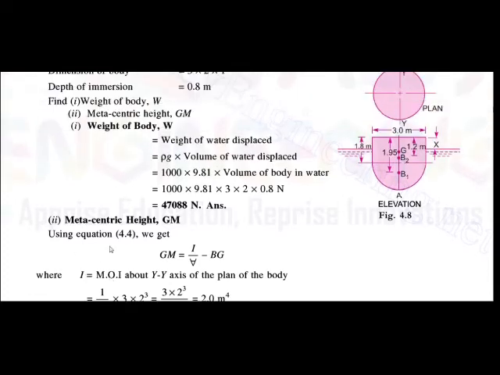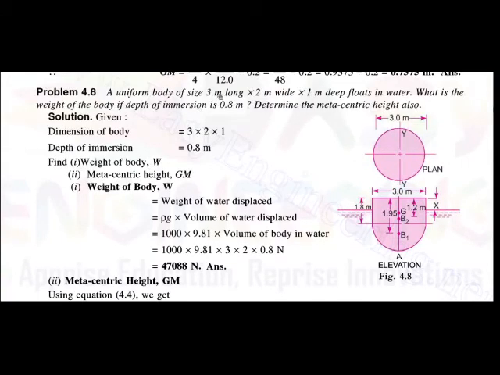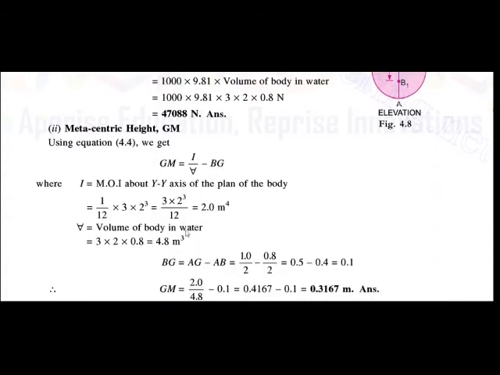Okay, they have already given the length is 3 meter, width is 2 meter. They have given 1 meter deep, but here the submerged part is 0.8 meter. So the volume of the body in water is equal to 3 into 2 into the height, that is the part of the body which is immersed in the water, which is 0.8. By multiplying this, we get the value of volume of the body in water as 4.8 meter cube.